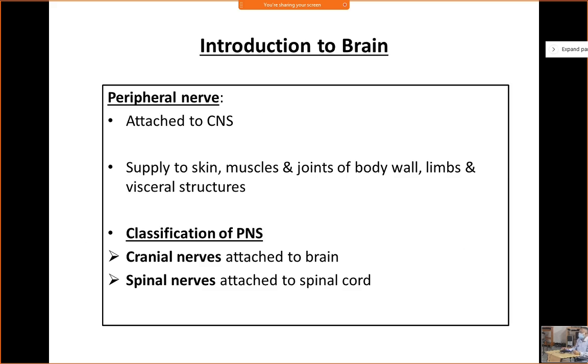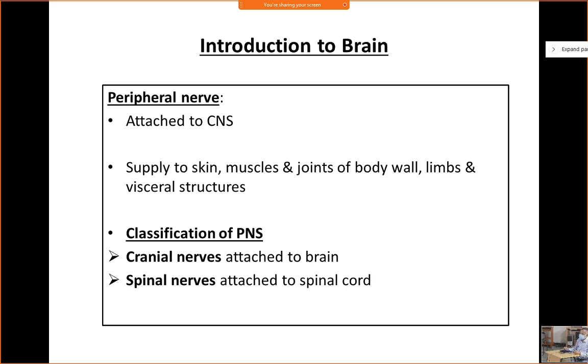Peripheral nervous system: it is going to the periphery. Periphery means parts of our limbs, then body wall. It is not at the center, but it is attached to the central nervous system. So peripheral nerves are attached to the CNS while supplying the skin, muscle, joints, body wall, limbs, then visceral structures. Then classification of PNS, that is peripheral nerves. We can divide the peripheral nervous system into two: one is cranial nerve, one is spinal nerve.